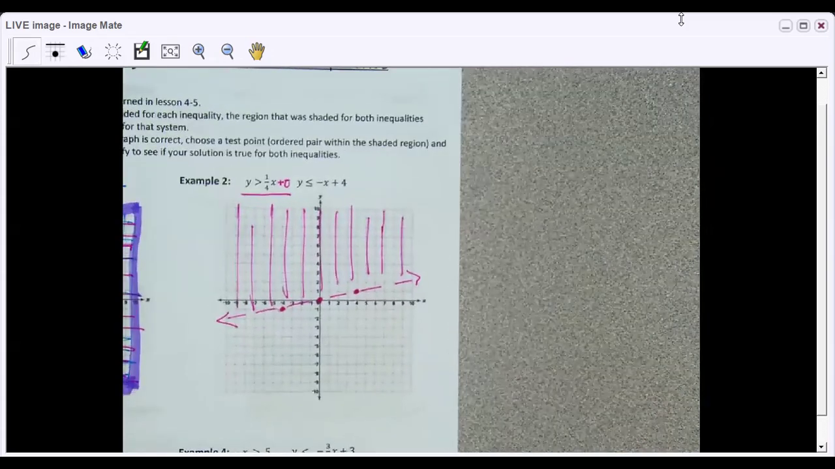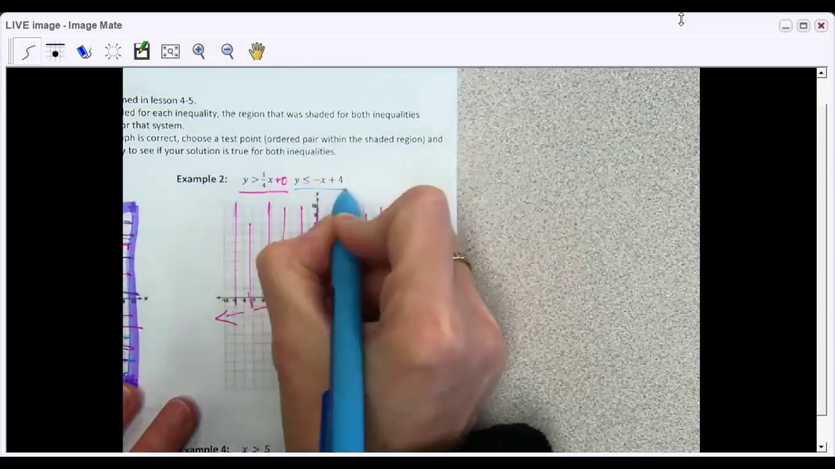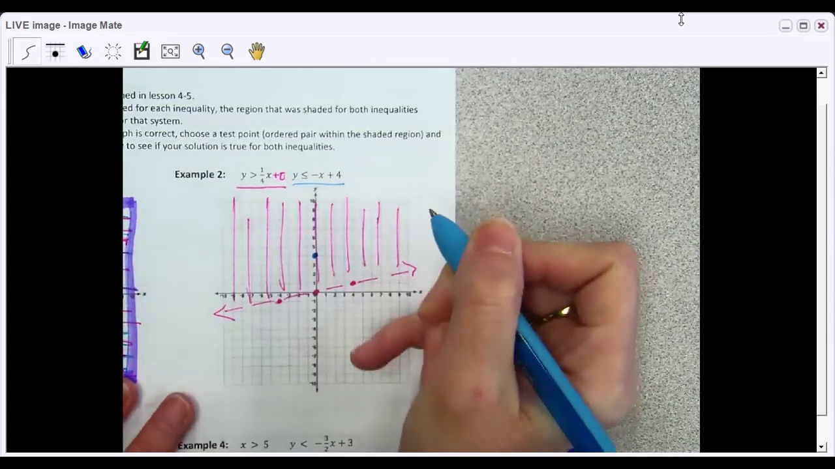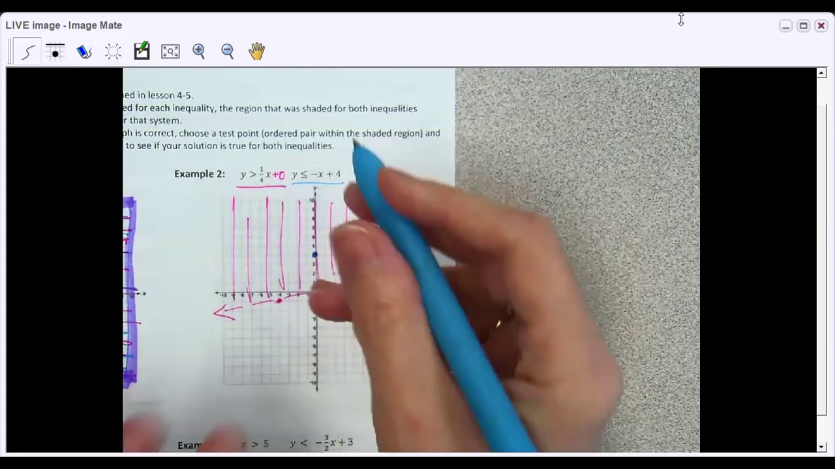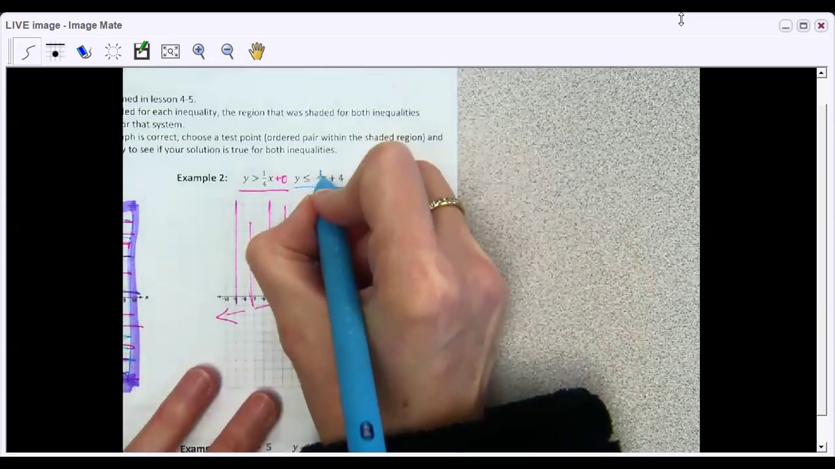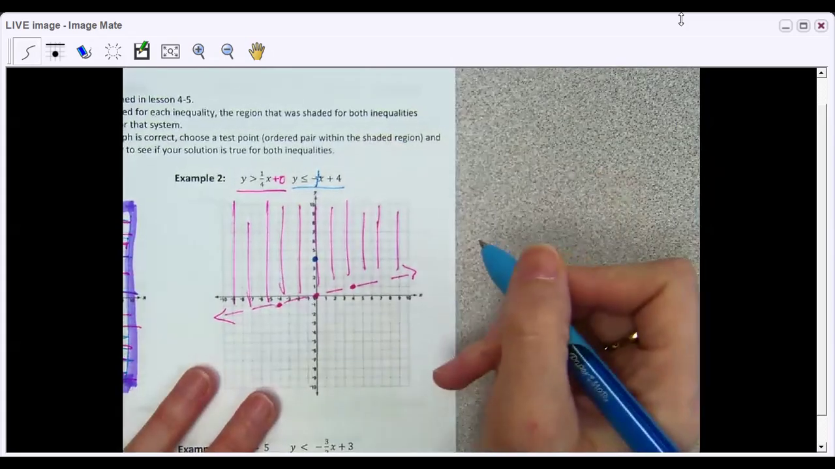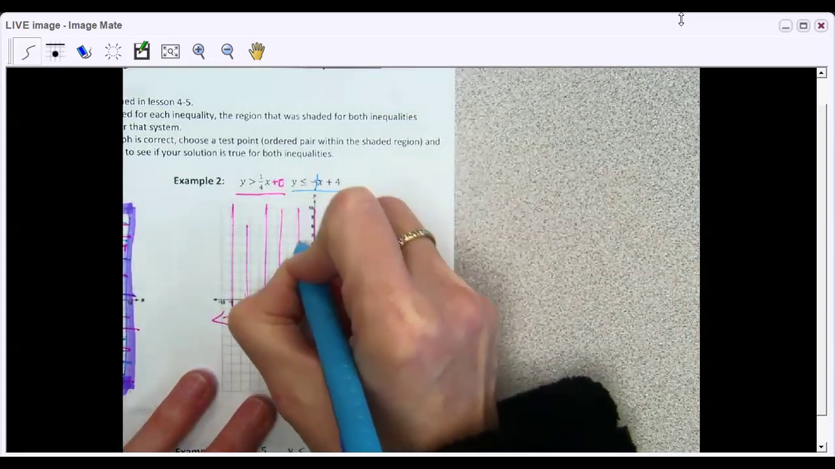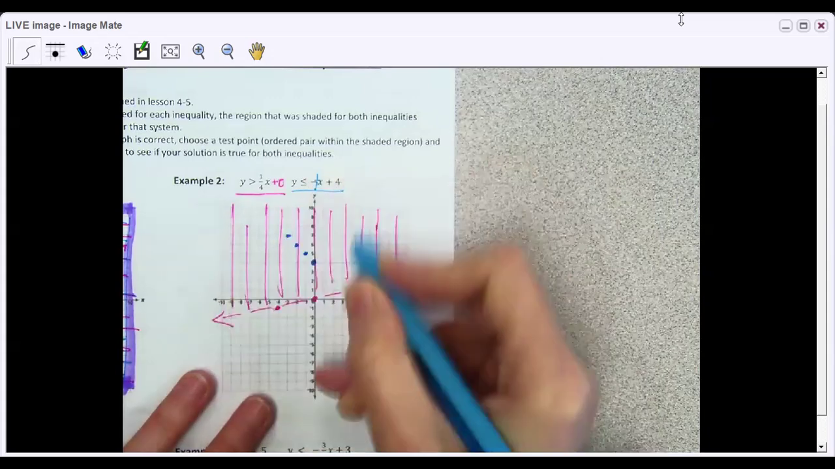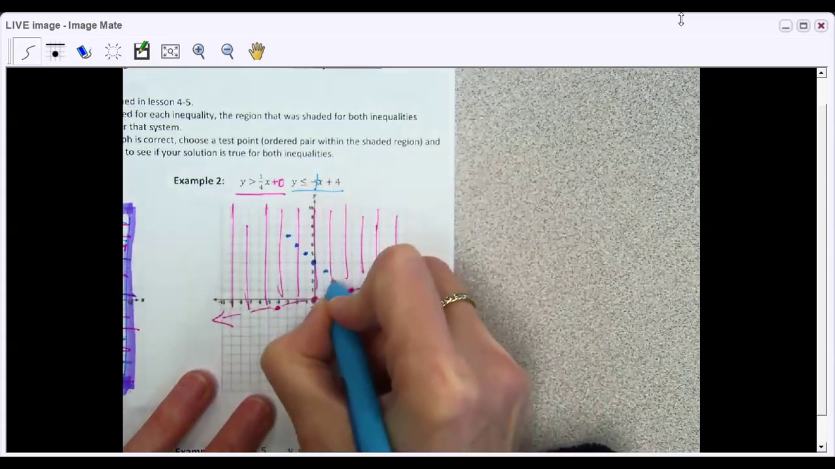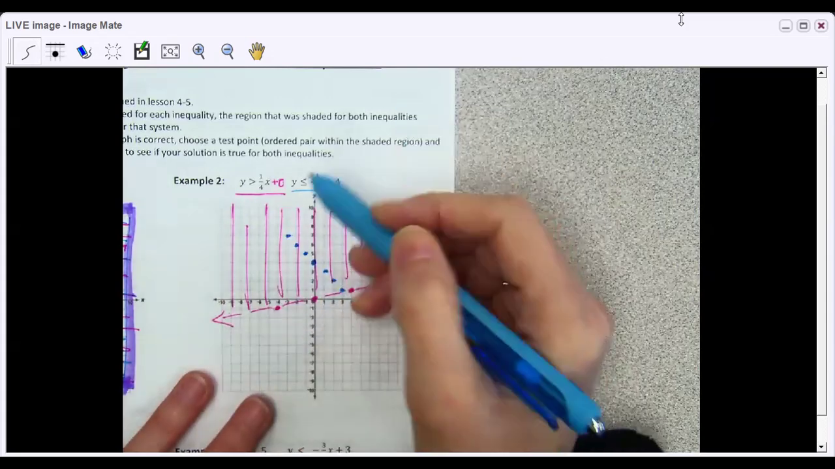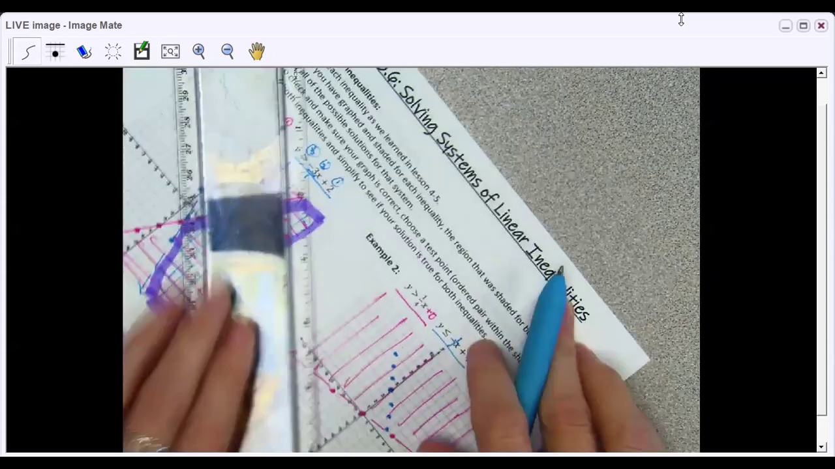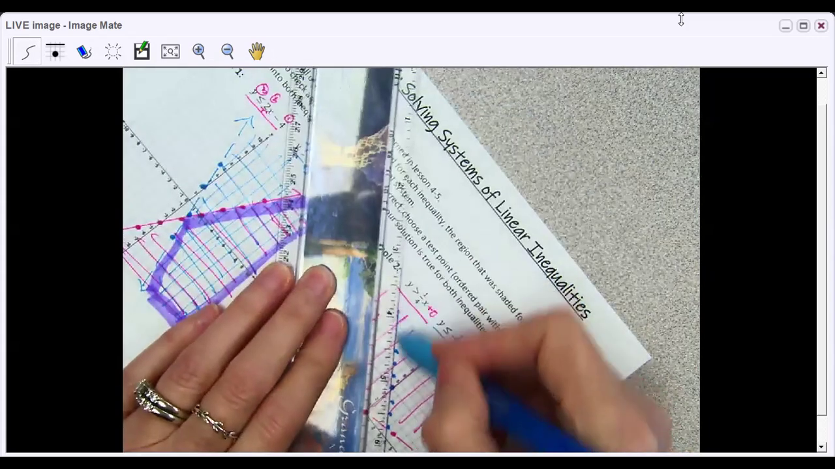All right, my next equation, I'm going to plot my y-intercept at a +4 on the y-axis. And then I have a negative x. That's saying a -1/1. So I have to go in the negative direction. So I'm going to go up 1 and to the left. I can also go down 1 and to the right. And because I have an equal sign, that means I'm going to have a solid line. So I'm going to draw a solid line here.